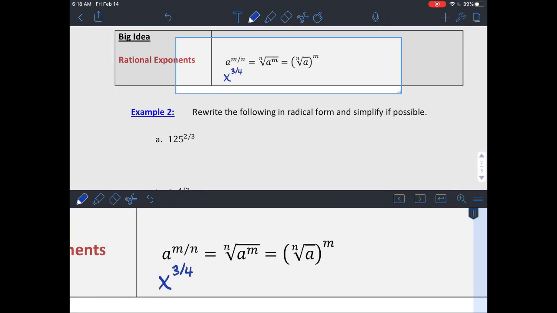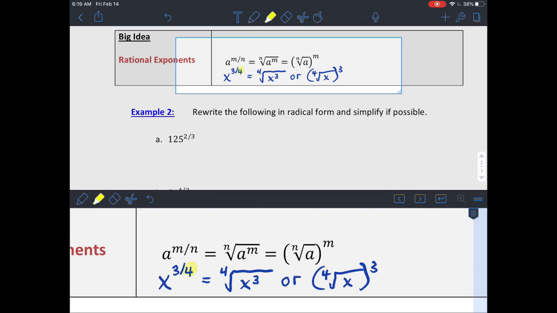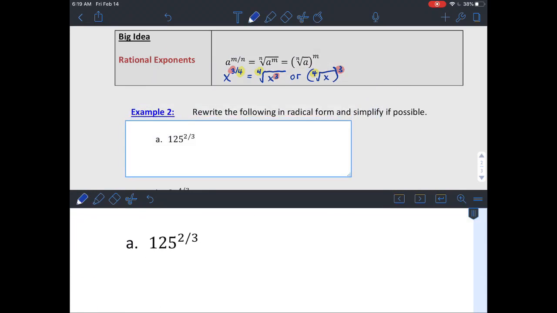New part is we can switch actually between exponent form and radical form. So say I have x to the 3/4. That's really the same thing as the 4th root of x to the 3rd, or the 4th root, think of that as a group, of x to the 3rd. So your denominator is the index on your radical, and the numerator is the power on your variable.